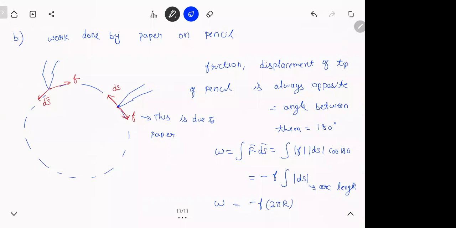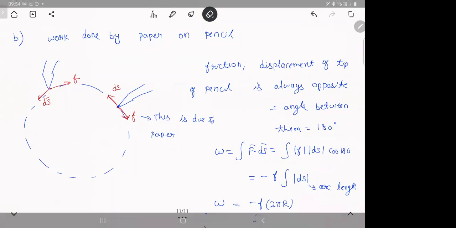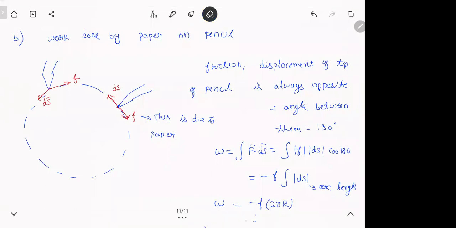So what will happen to all this work done? This becomes heat, sound, and everything. This is wasted. This energy is dissipated. So whenever you're drawing a circle with a pencil or a pen, that energy actually becomes heat, sound, and everything. It is dissipated. No one gets that energy.